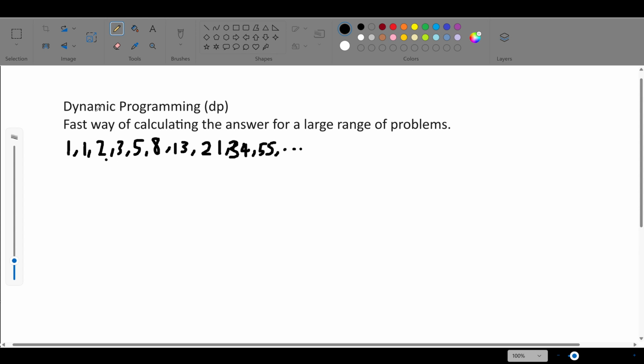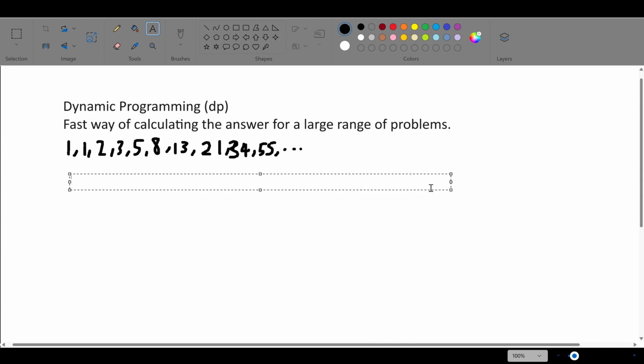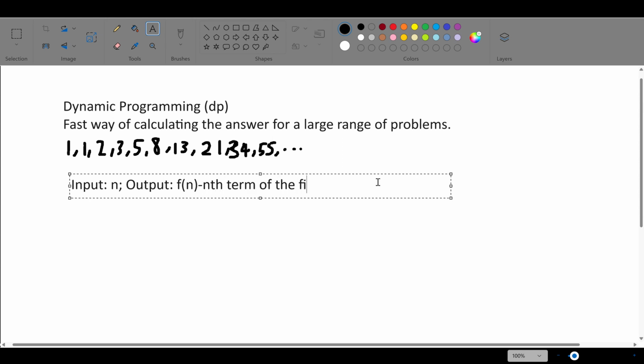Basically, the problem here is if I gave you my input, my input is N, and I want my output to be Fn. So what's Fn? Fn is the nth term of the Fibonacci sequence. So now we're going to try to define our function Fn, right?